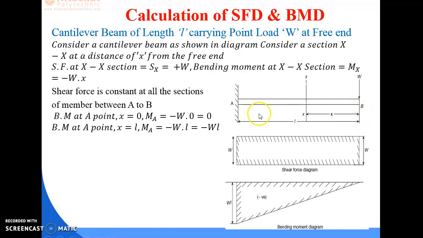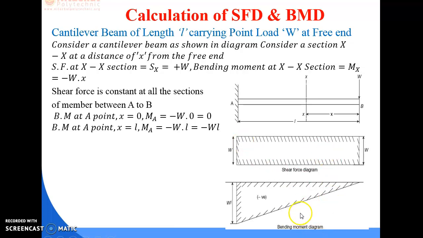We have seen that from B to A there are no other loads, so whatever magnitude is at the free end will be reacted at the fixed part A. So we draw the line linearly from point B to point A. At point A the reaction is equal to the action at point B. So at point A it is plus W, at point B it is plus W. Hence, for a cantilever beam, the shear force is constant throughout from the free end to the fixed end.